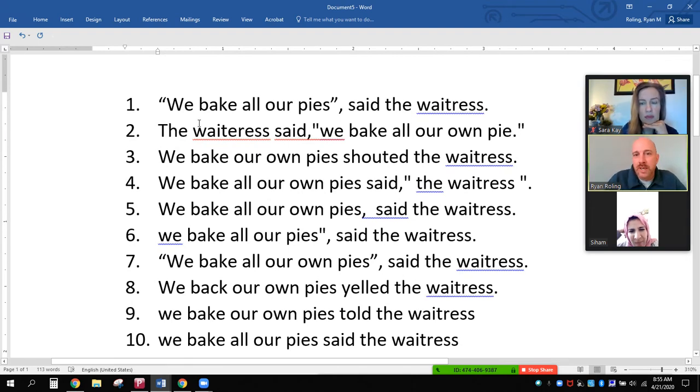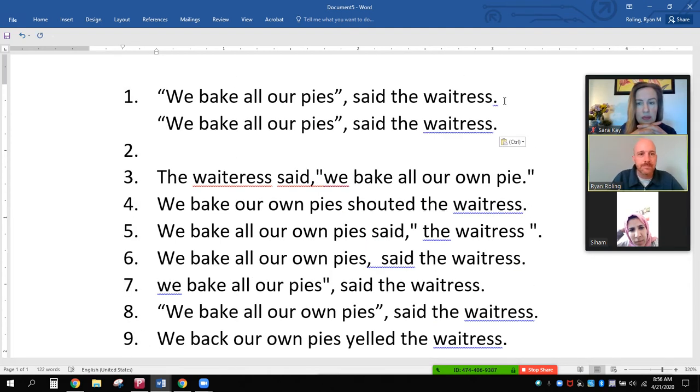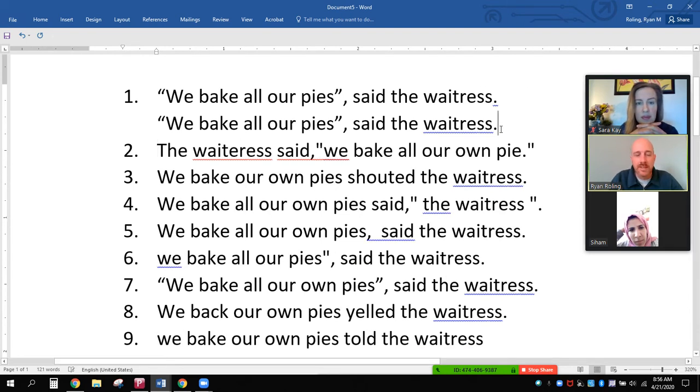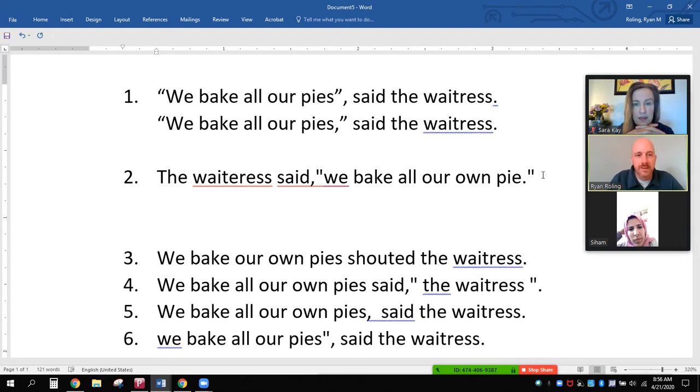In sentence number 1, there's one small mistake. I want you to think about it and see if you can identify it. In sentence 1, here's my original. I'm going to make a small correction to sentence number 1, and notice what I do here. I'm going to change it from the original to this. And now sentence number 1 is perfect. Let's do the same thing with number 2 here.